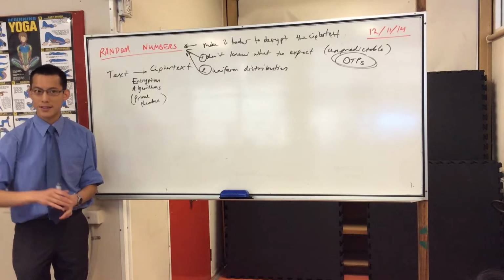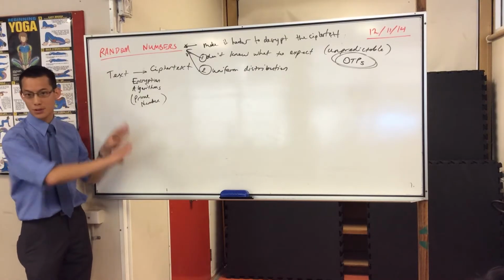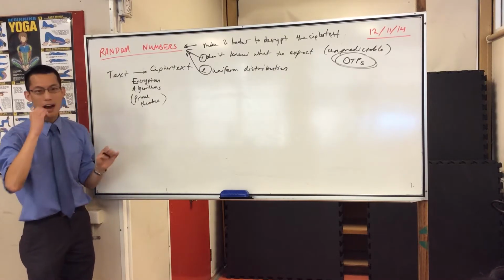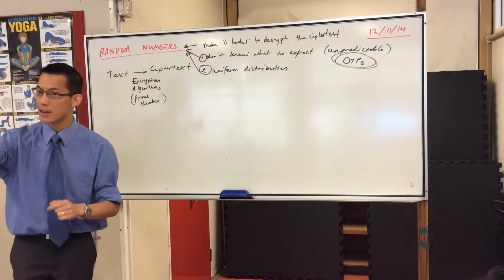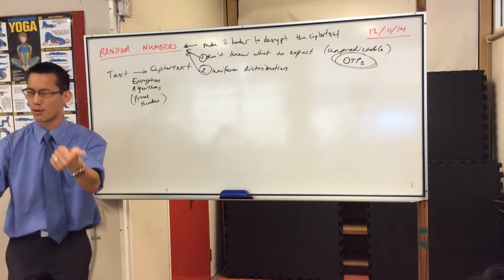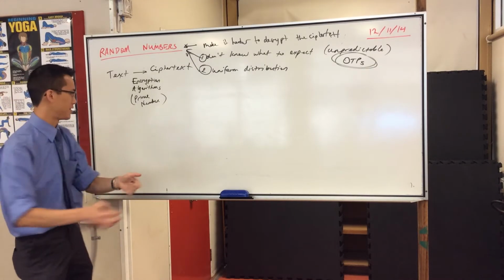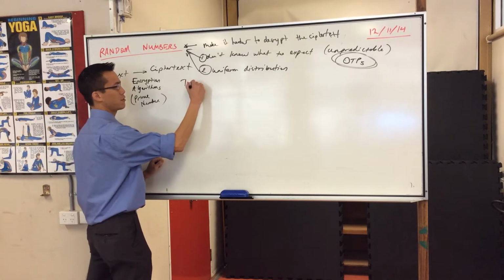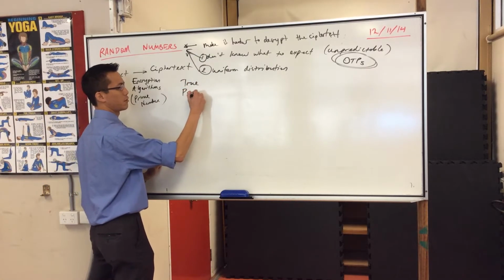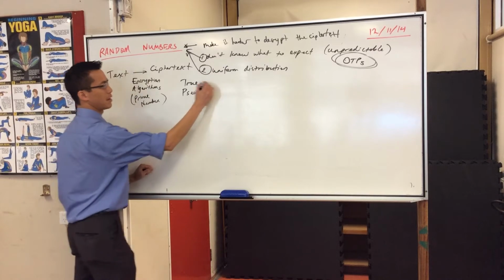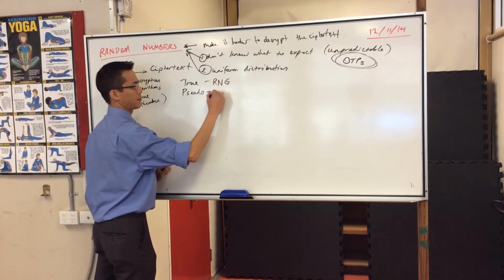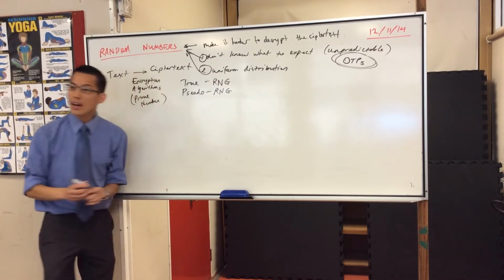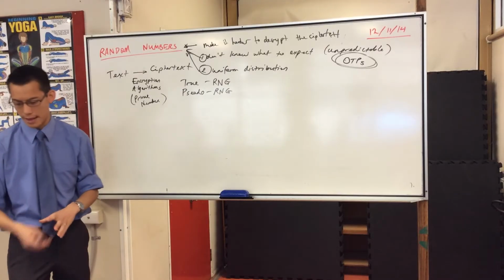Now, there are two ways to achieve this, and we're going to draw a table to compare these two things. They're called true random number generators and pseudo random number generators. So, true or pseudo, I think that's how you spell it, random number generators. I want us to draw up a little table to compare these two things.